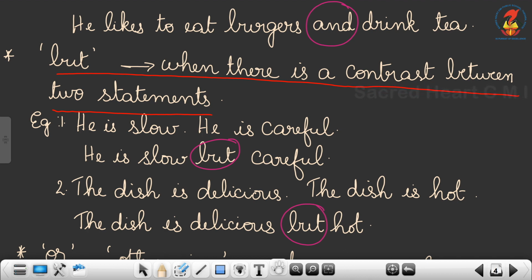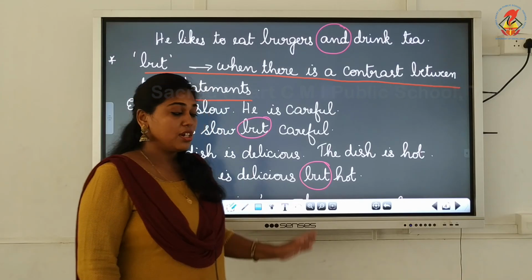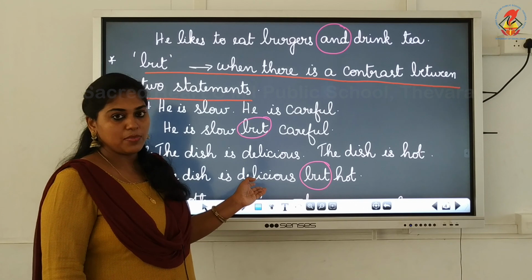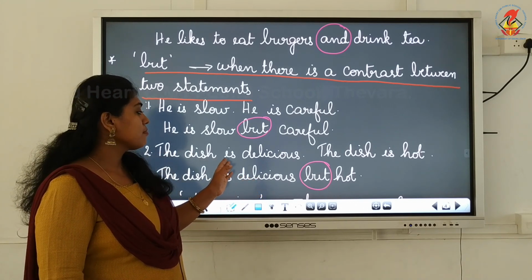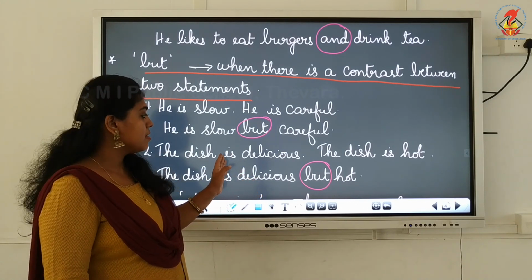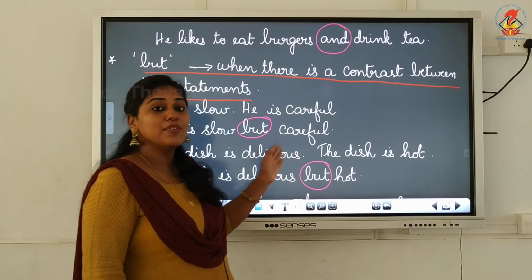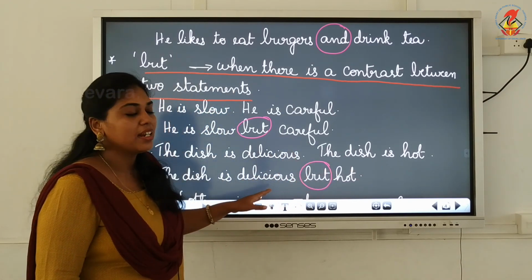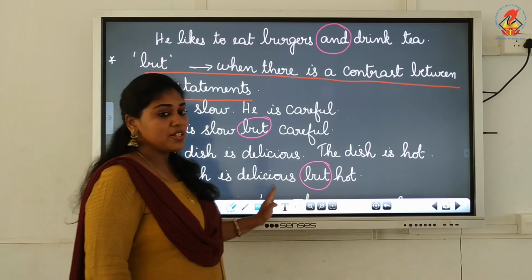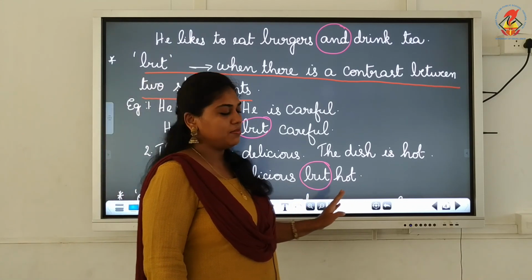Next sentence, the dish is delicious, the dish is hot. Now here also it's contrasting statements, because here the dish is delicious even though it is hot. So how will you write that? The dish is delicious but hot.